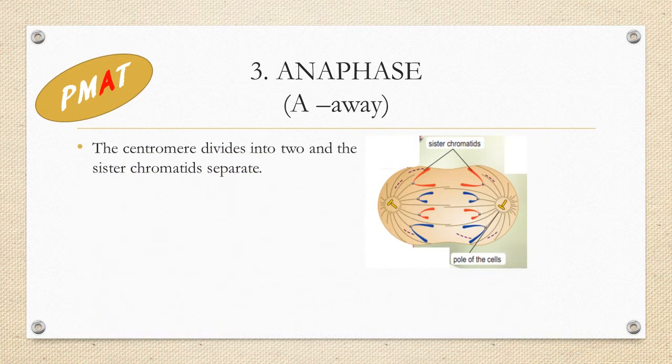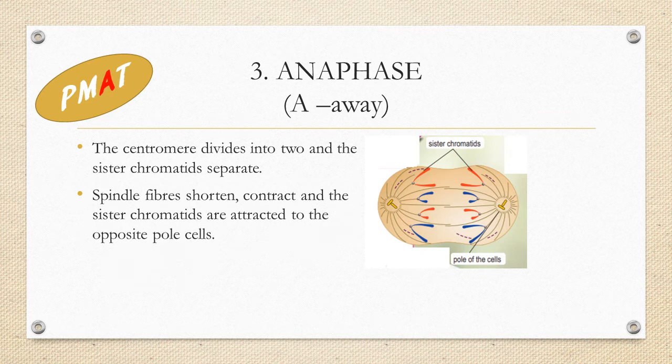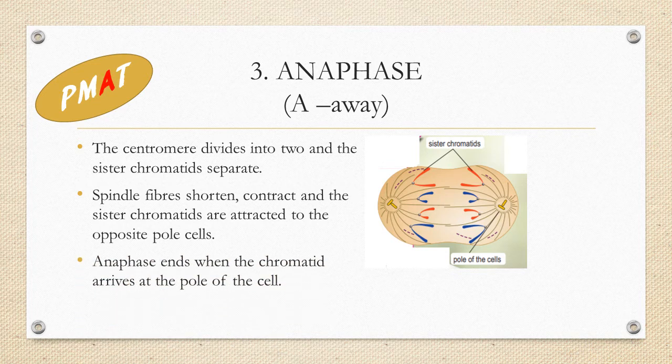So the third phase is anaphase. Remember the word A, away. So in this stage, the centromere divides into two and the sister chromatids are separated. The spindle fibers shorten and contract, and the sister chromatids are pulled to the opposite poles. So you can see the sister chromatids move toward the opposite poles.